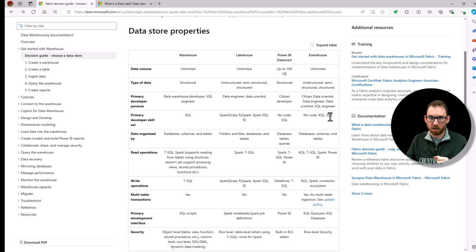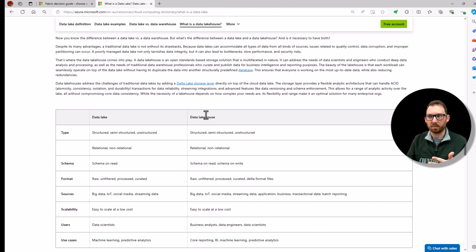If you are a traditional database administrator used to a SQL-based data warehouse, absolutely those skills are transferable when you come along to using a data lakehouse pattern.